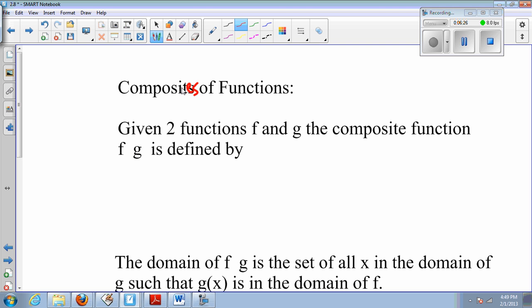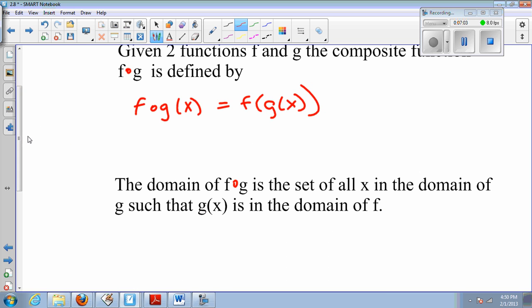Now we're going to talk about composites of functions. Given two functions, f and g, the composite function f of g is defined by the following: f of g of x. The domain of f of g is the set of all x in the domain of g, such that g of x is in the domain of f.